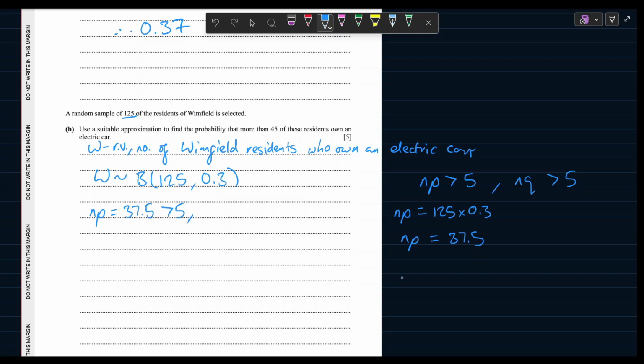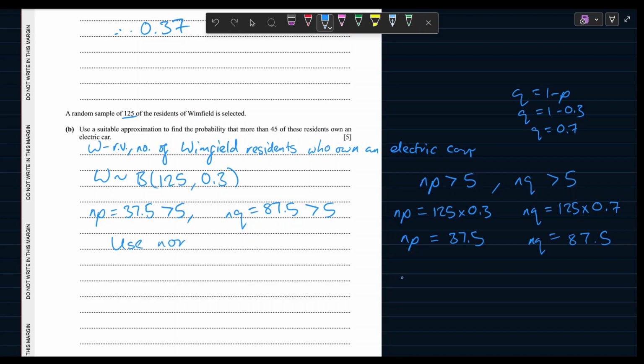Now let's check NQ. So NQ is 125 times, remember Q is 1 minus P. So Q is going to be 1 minus 0.3. So Q is 0.7. So 125 times 0.7, and that gives us 87.5. So NQ is equal to 87.5, which is greater than 5. So we can use a normal approximation to the binomial distribution.